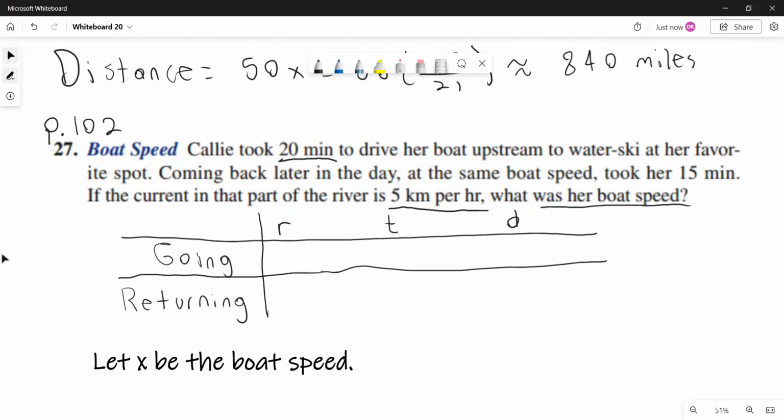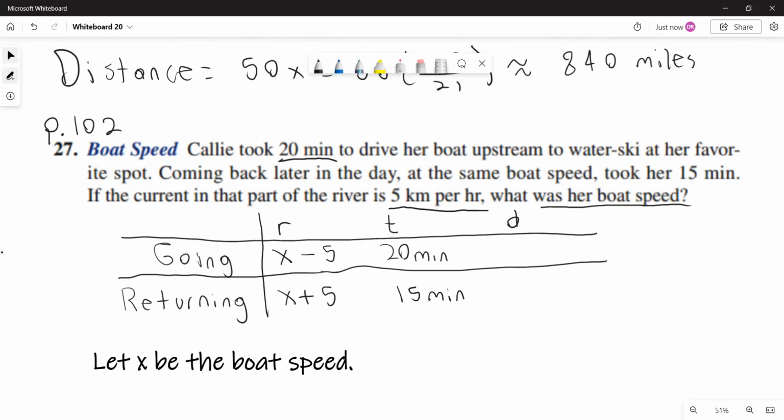And that's because on the going trip, she was going against the current, and in the returning trip, she was with the current. Against the current, that's going to be x minus 5, and with the current, the velocity is x plus 5. The going trip was 20 minutes, and the return trip was 15 minutes.